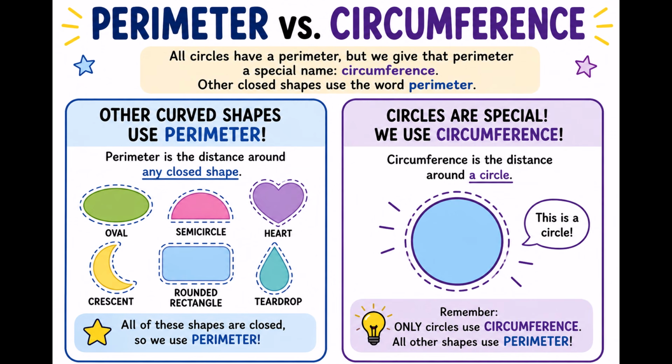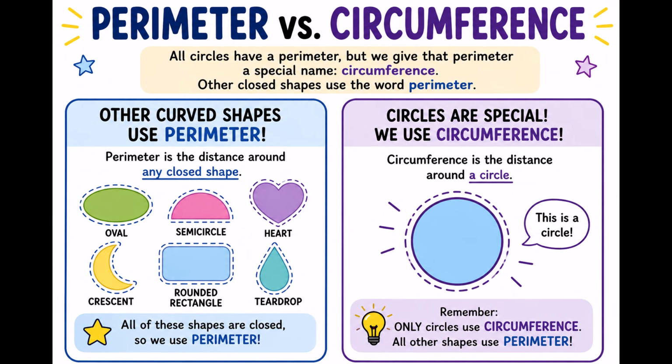Perimeter versus circumference. All circles have a perimeter, but we give that perimeter a special name. It's called circumference. Other closed shapes use the word perimeter, but not circle.